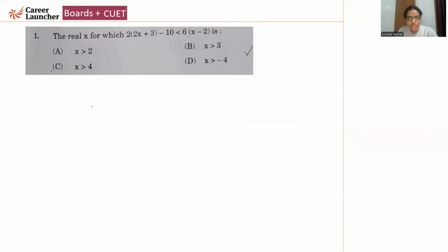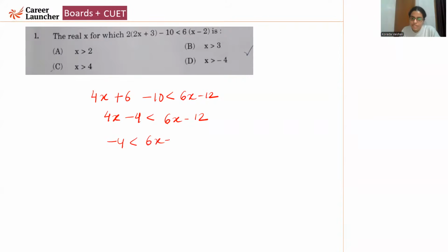So starting off with the objective questions, this is question number one. The real number x for which this inequality holds true is. So first of all, let us solve the inequality 4x plus 6 minus 10 is less than 6x minus 12. So let's solve this further. So this is going to be 4x minus 4 less than 6x minus 12. Now let us subtract 4x from both sides. So this will give us minus 4 is less than 6x minus 4x minus 12, and this is minus 4 is less than 2x minus 12.